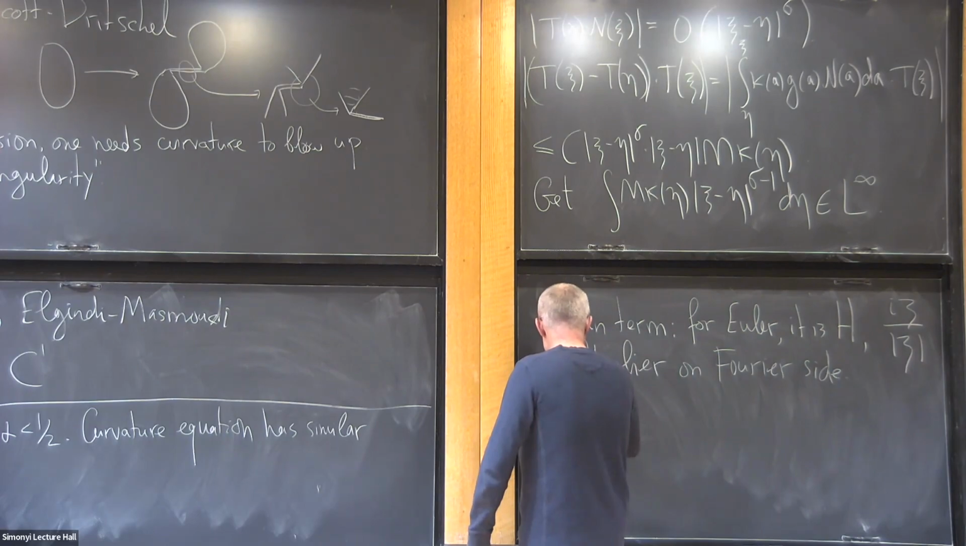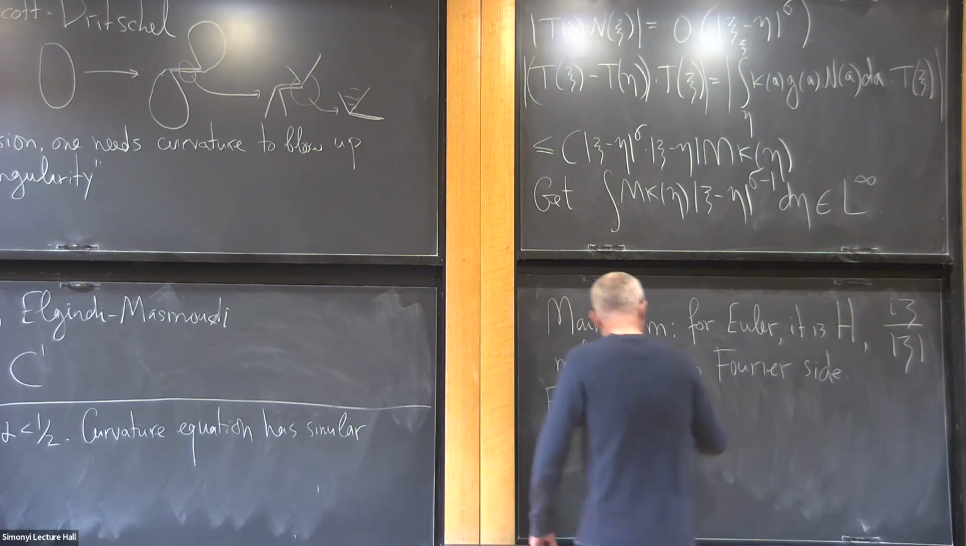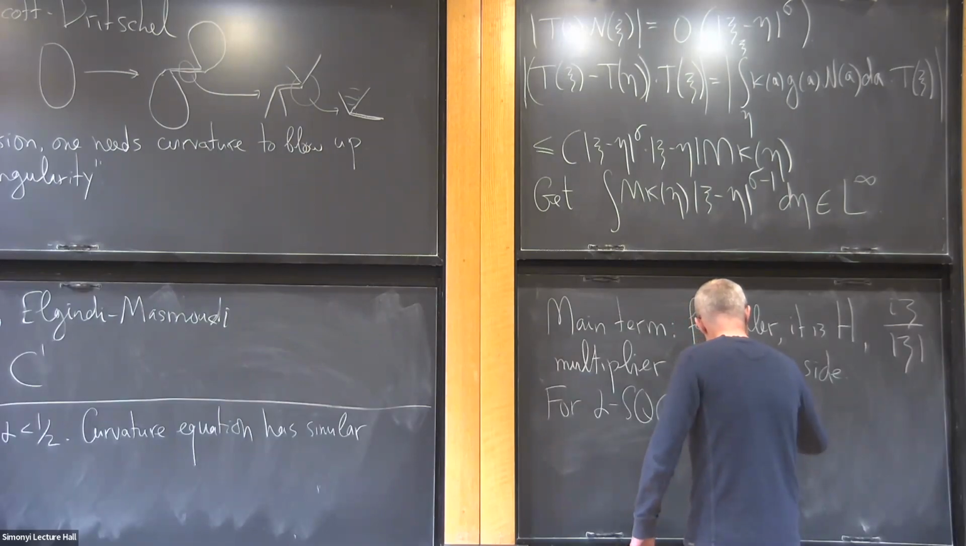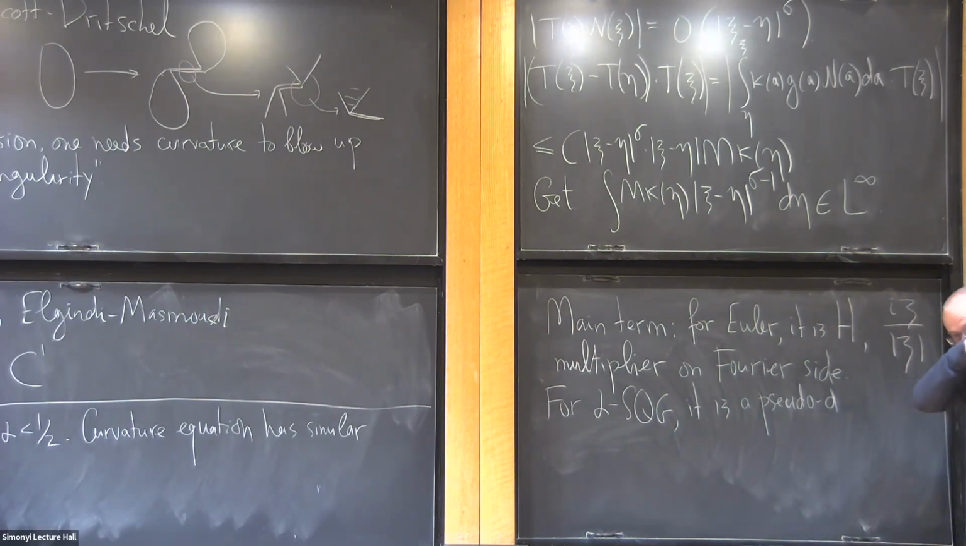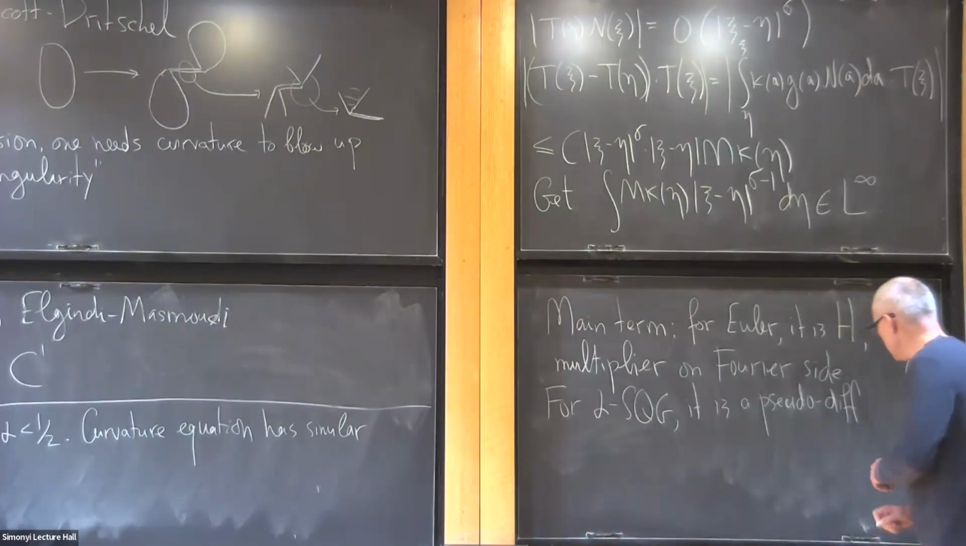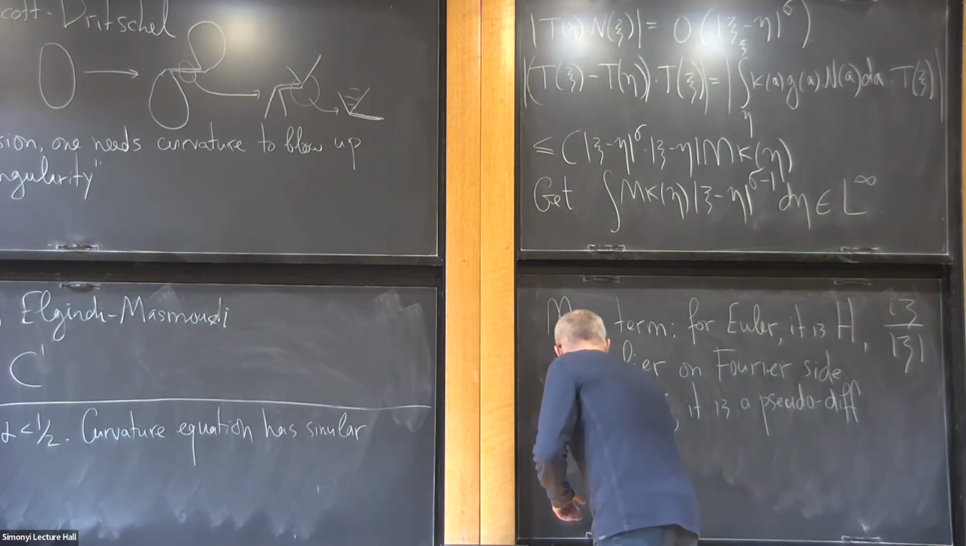And for alpha SQG, it is a pseudo-differential operator. Does it have a good sign, so you have energy conservation or something like that? You see, on this level, it's curvature, so there's no... But this is dispersive, right? So it's not dissipative. So it's zero. Okay. Yeah. So it's dispersive.